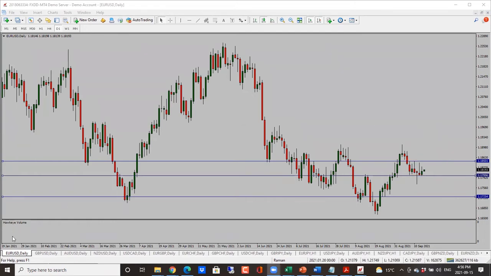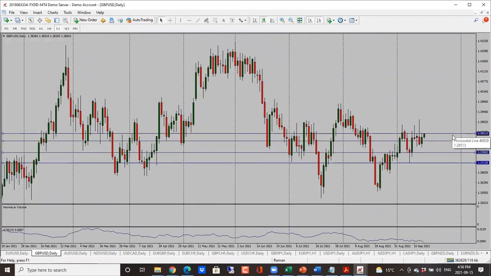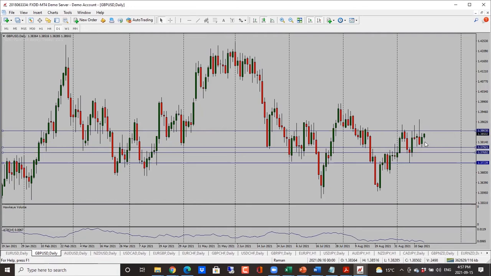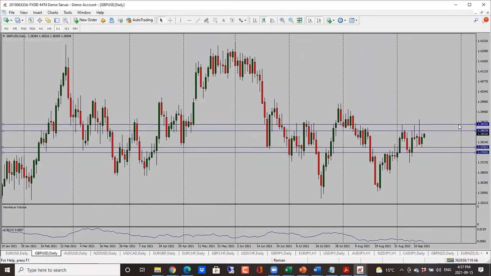So neutral bias here for euro dollar. Pound, we did see that move higher, better inflation numbers than expected. In this case, looking for a move higher. Again, we are back into the range once again. Price did drop, came into the support, and this is where it got stuck again. So looking for a move higher. First target is 1.3860. And above that, we have 1.3900. So bullish bias here for pound dollar.